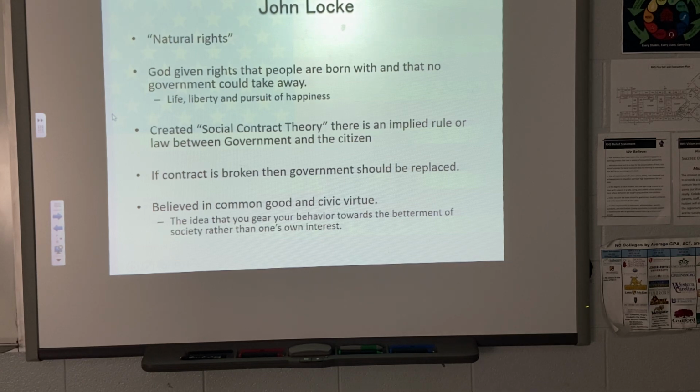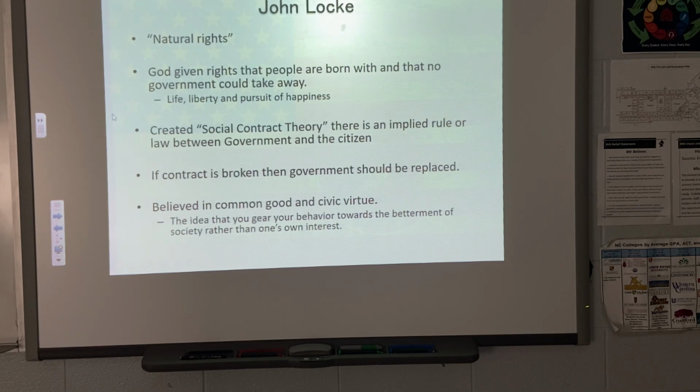John Locke also believed in natural rights, as you see with the first bulleted point here. Again, God-given rights that people are born with, that no government can take away. So John Locke and Thomas Hobbes are similar as far as the idea of natural rights, but where we start to differentiate and take another angle from John Locke in comparison to Thomas Hobbes is the idea of a social contract theory. The third bulleted point is what you need to know most about John Locke, okay? His idea of a social contract theory. This is the main philosophical idea that we are going to take from him. Okay, a social contract theory.